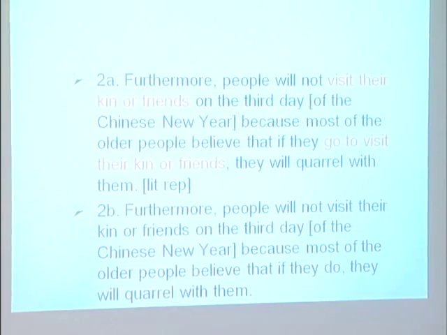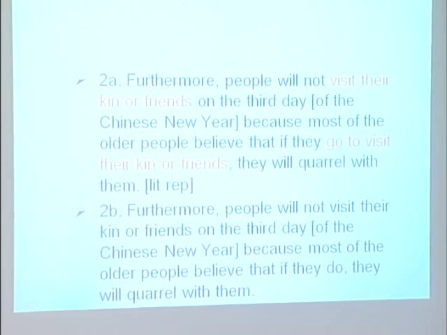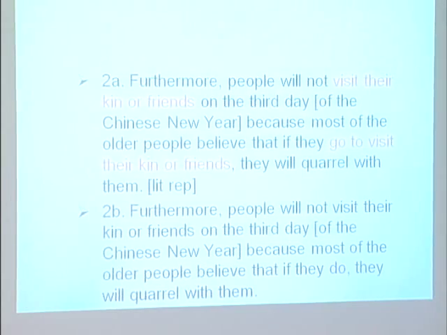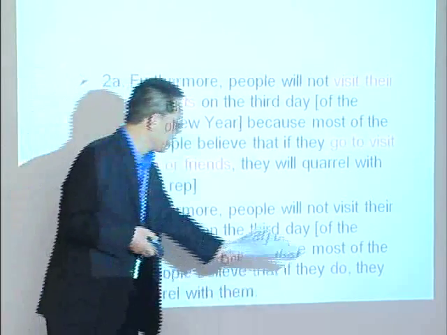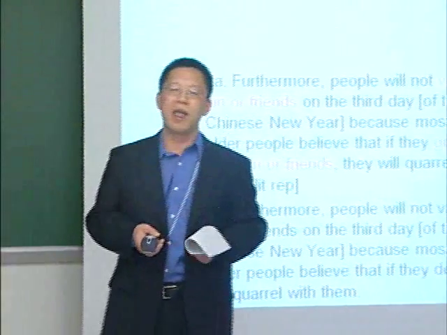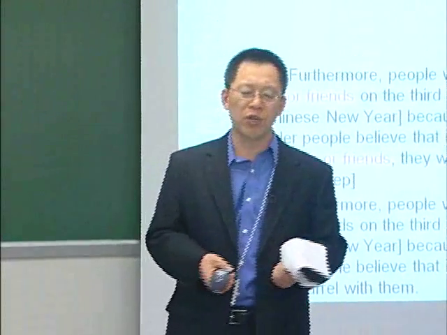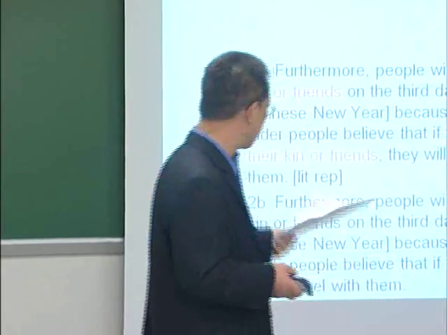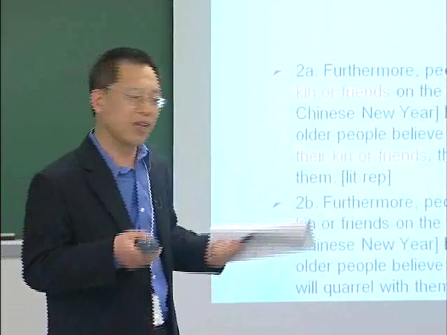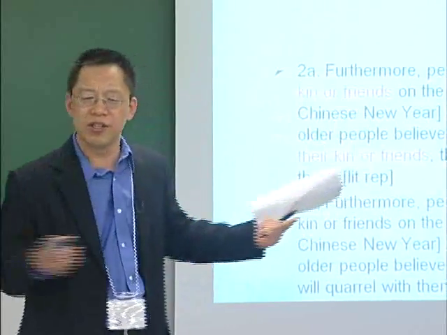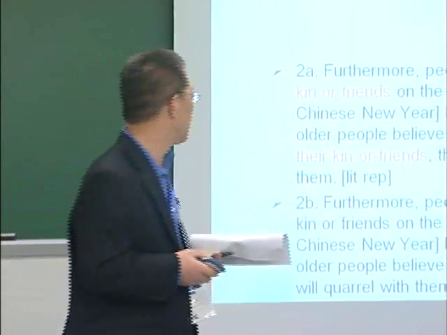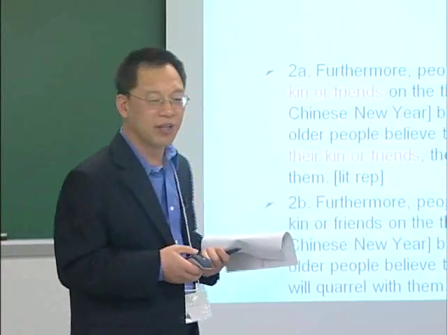We can make some change to avoid the repetition. We simply use 1 word. If they do, they will quarrel with them, okay? Do is a pro-verb. Sometimes we may use do so, do it, or do that. So here, do is sufficient, okay? Instead of using the whole verbal phrase, 1 word, a pro-verb, is enough. Sometimes we may use a pronoun.